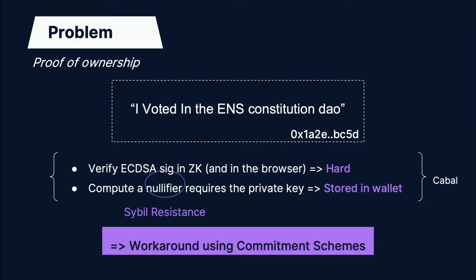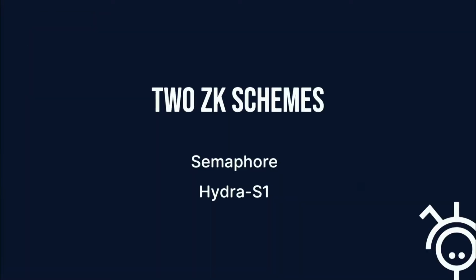One workaround you could have is using a commitment scheme. We are going to see two different types of commitment scheme: Semaphore and Hydra S1. Semaphore is a commitment scheme that was developed by the Ethereum Foundation, and Hydra S1 is a commitment scheme that we developed at Sysmo. It's just a comparison between the two schemes to find the different trade-offs they have. These two ZK schemes could be implemented, and will be implemented, as ZK attesters because they have interesting trade-offs.